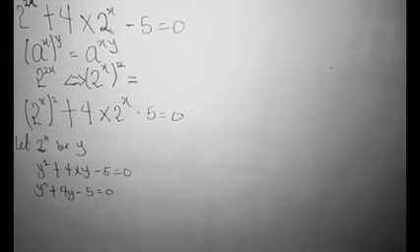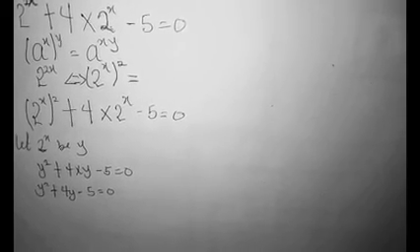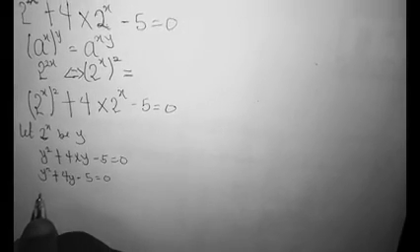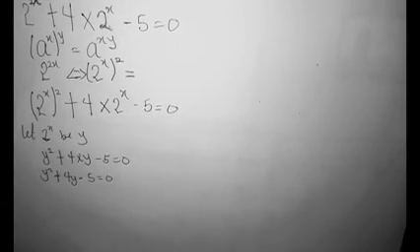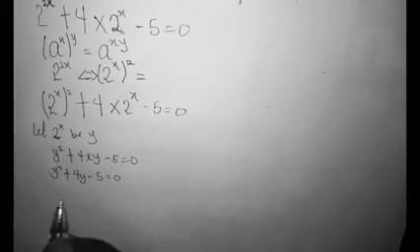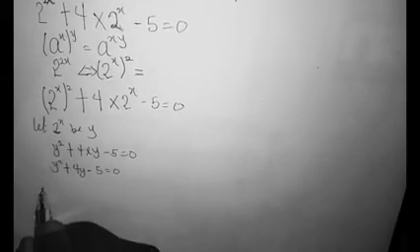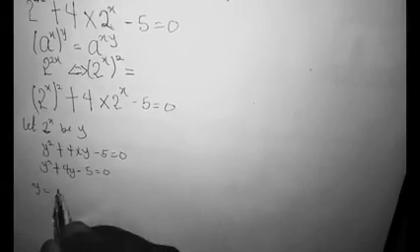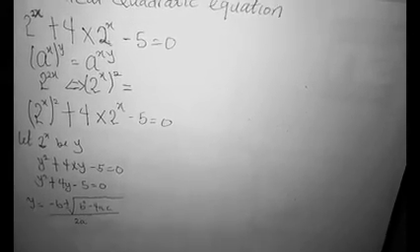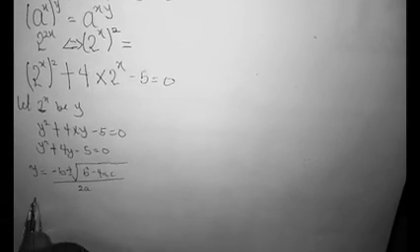So let me solve this using the quadratic equation formula. The quadratic equation formula says that x equals minus b plus or minus the square root of b squared minus 4ac, all over 2a. But here I'm finding y, so let me say y equals minus b plus or minus the square root of b squared minus 4ac, all over 2a.